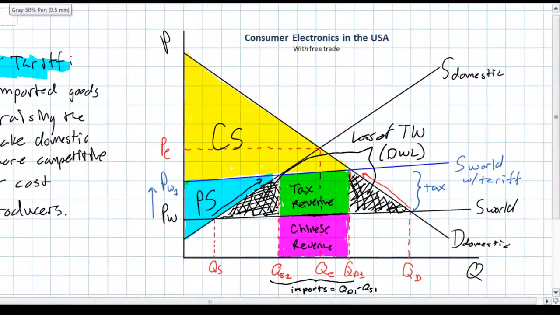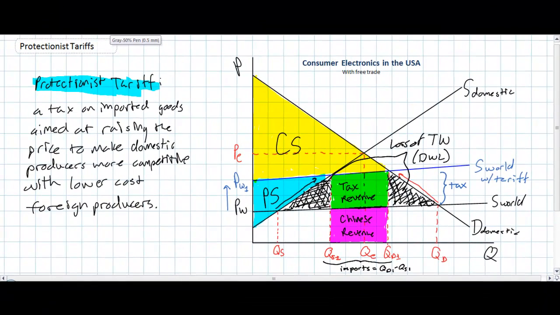So that wraps up this lesson. We have shown that a protectionist tariff is ultimately inefficient and leads to more harm than good in the case of consumer electronics, at least. As we can see, the cost of a protectionist tariff to consumers will outweigh the benefit to producers.